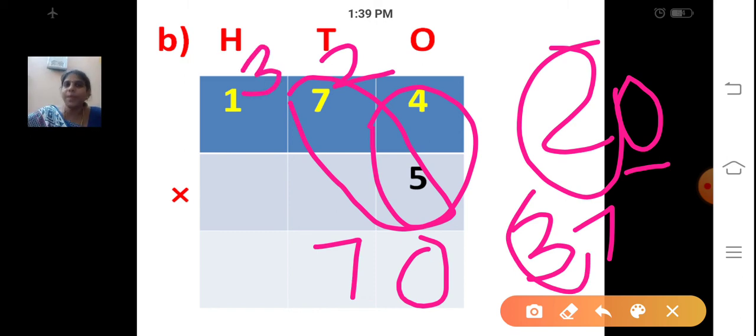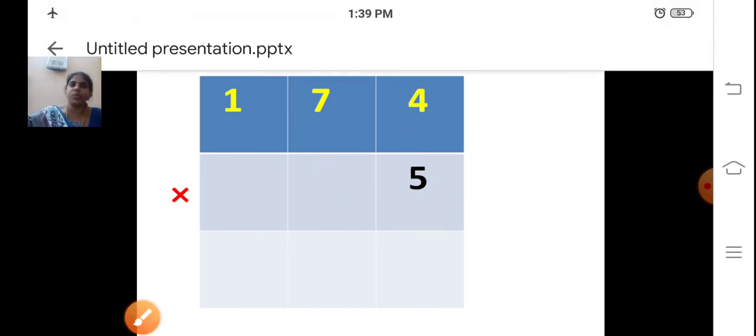Yes. Now, multiply the digit at the hundreds place by 5. 1 5s are 5. Add the carried over part. 6, 7, 8. 870. Answer is 870. We'll do one more time.